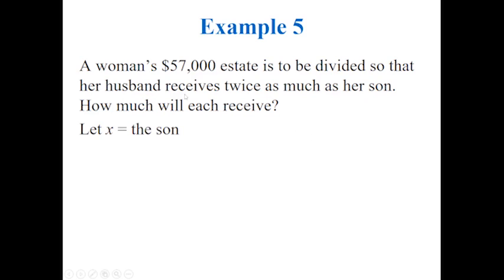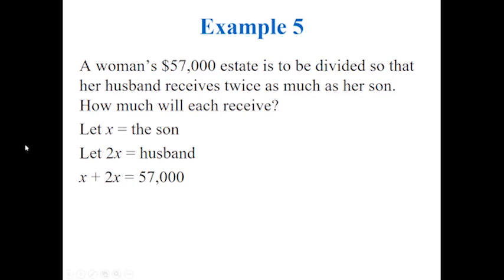The husband receives twice as much as the son. Twice as much as X. Twice X, 2X, 2 times X. So we're going to let 2X be the husband. If we add both of these together, we would get the total $57,000. So X plus 2X equals 57,000.